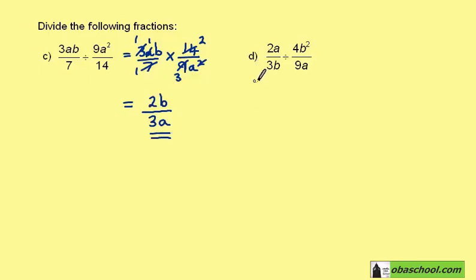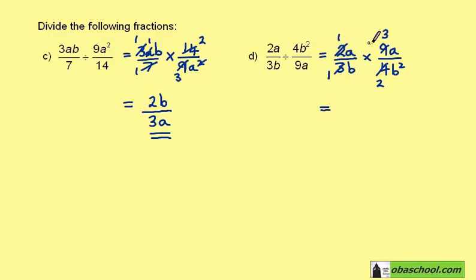We now have 2a over 3b divided by 4b squared over 9a. We write down the first fraction, 2a over 3b, the divide becomes a multiply, and then the second fraction we write upside down. Cancelling, we know that 2 goes into 2 once and into 4 twice. 3 goes into 3 once and into 9 3 times.